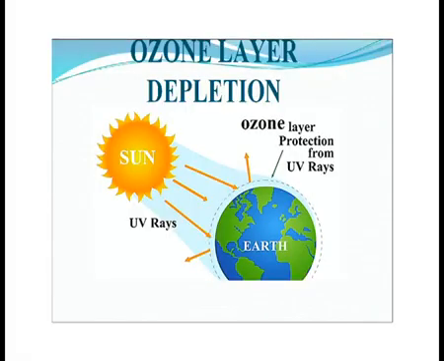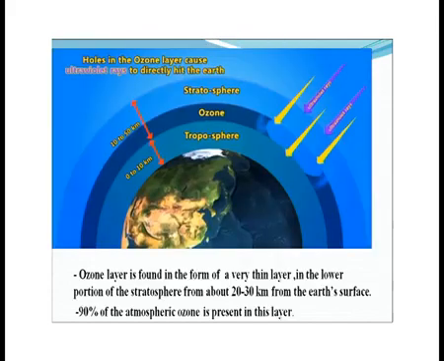Next topic is ozone layer depletion. It just depicts the solar radiation with UV light coming and striking our Earth's surface. Friends, you all know UV radiation is blocked by the ozone layer. It is a natural shield. The ozone layer is found in the form of a very thin layer in the lower portion of the stratosphere, from about 20 to 30 kilometers from the Earth's surface. 90% of atmospheric ozone is present in this layer.